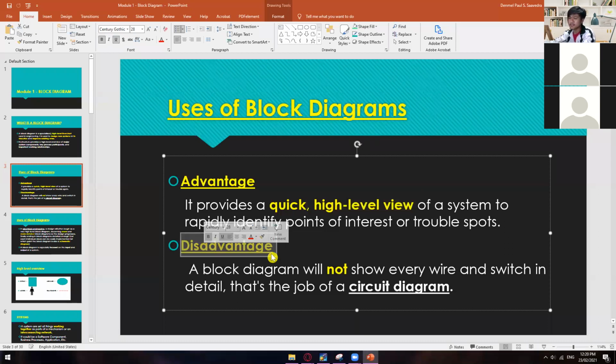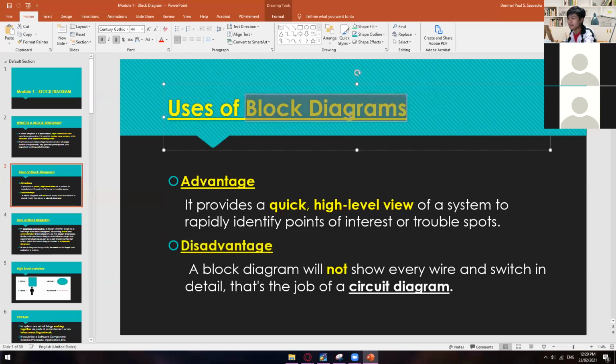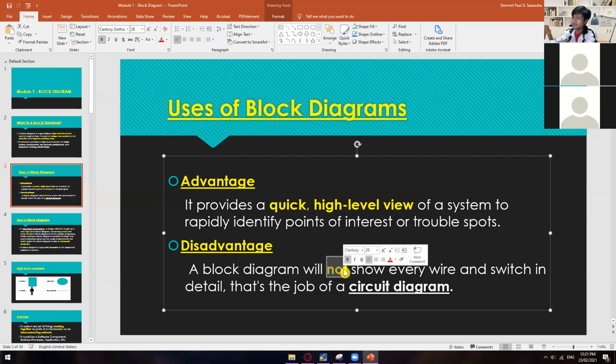One disadvantage, since this is a block diagram, as I said a while ago, is that it will not show every wire and switch or more detailed components in the diagram. If we have wiring, switching, and more detailed components, we call that a circuit diagram already. So it could be a circuit diagram or a schematic diagram. That's it for the advantages and disadvantages.